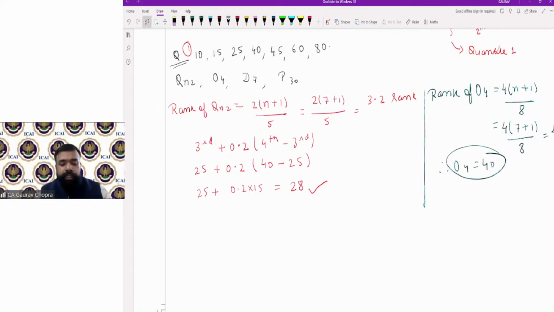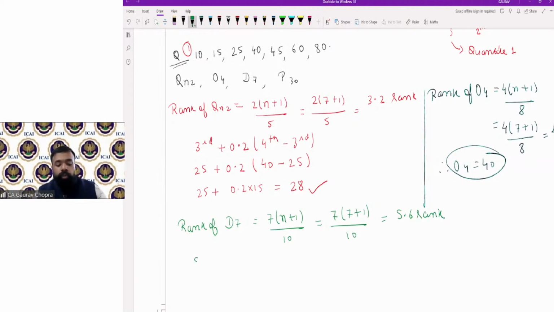The next one is D7. So how do we calculate D7? The rank of D7 is 7 into n plus 1 upon 10. So what is n? n is 7. So 8 into 7 is 56, divided by 10 is 5.6. So 5.6 is the rank.